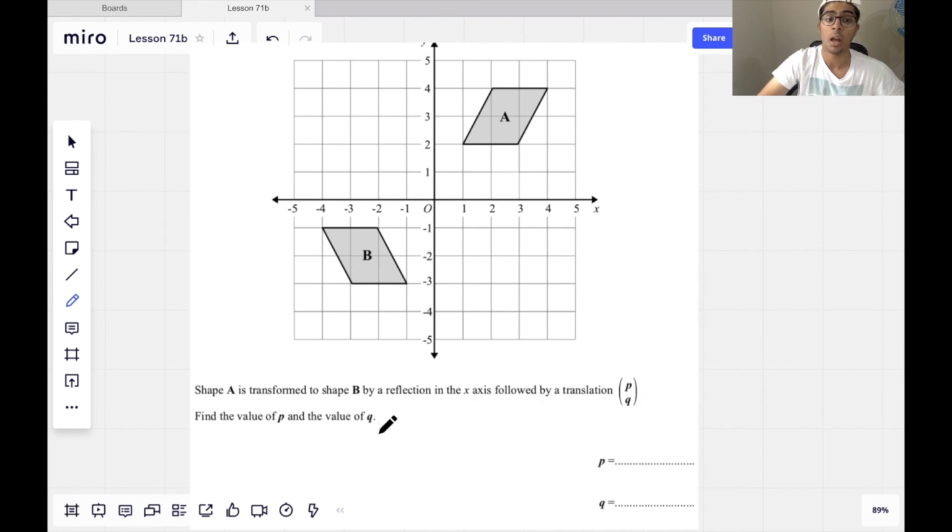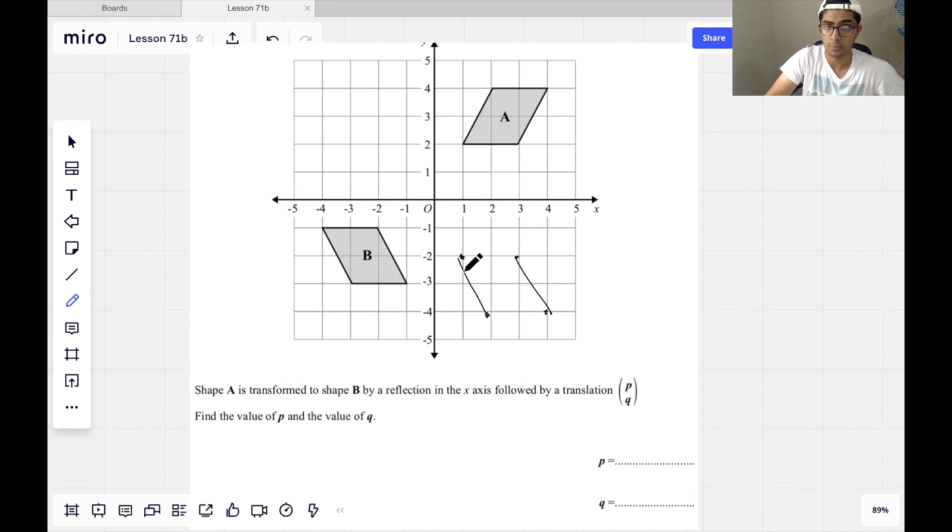So let's reflect this in the x-axis, which is a fairly straightforward thing. Again, I like to do it point by point. This is 2 up, so this will be 2 down. Over here, again 2 up, 2 down. What is this? 4 up, so 4 down. 4 up, 4 down, and we've got it like so. Let's call this R for reflected, and it's gone from this to here.